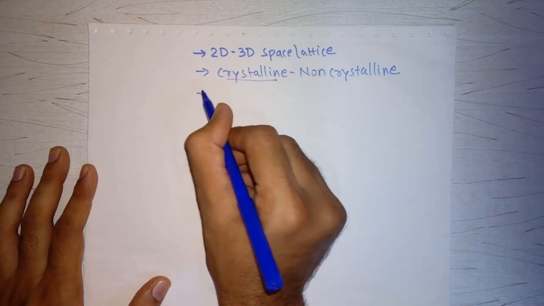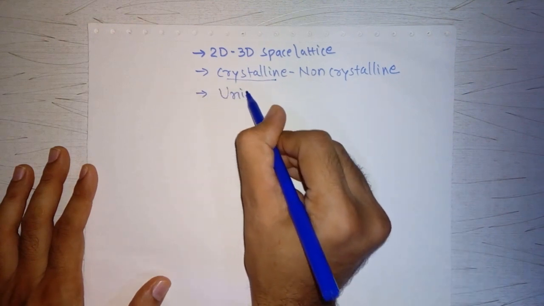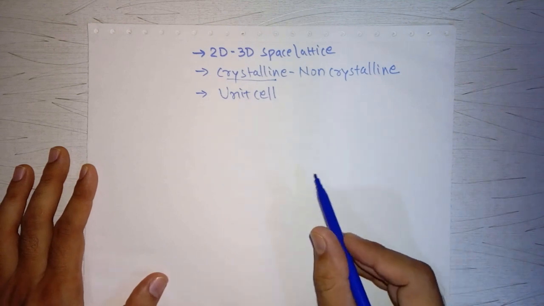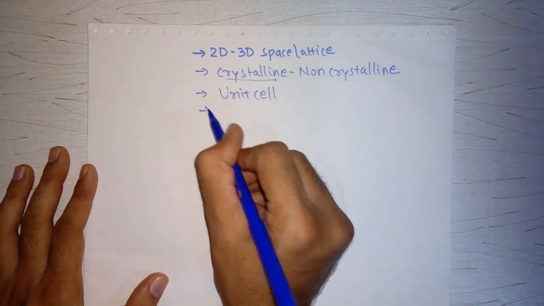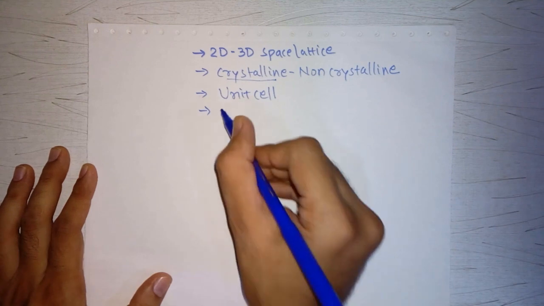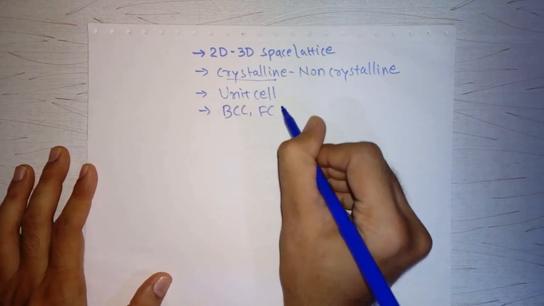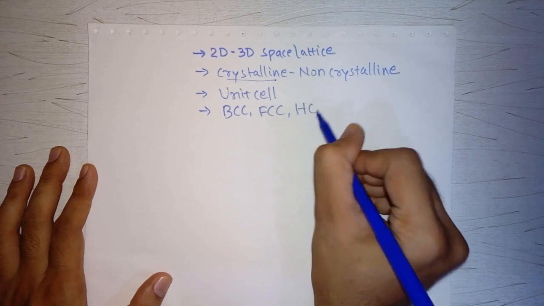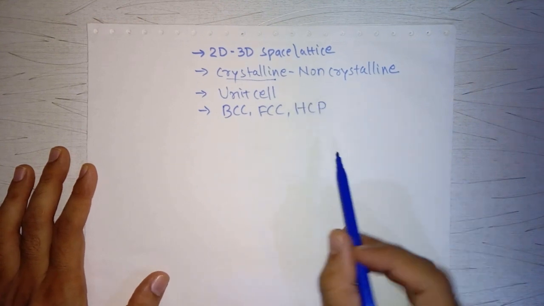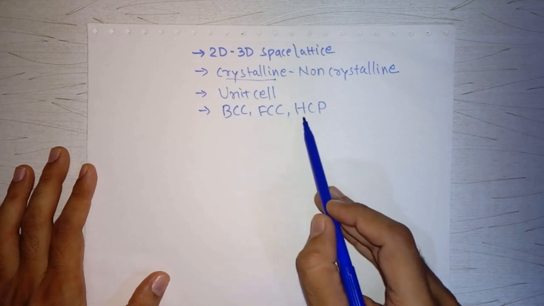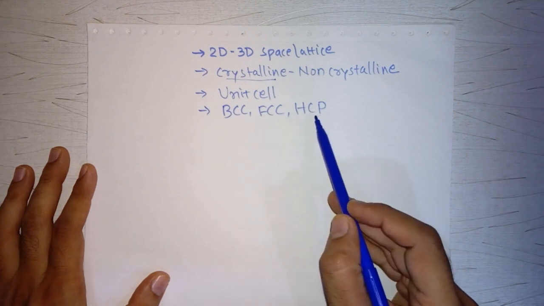Then we also defined unit cell, and we have also discussed how to represent BCC, FCC and HCP, that is body centered cubic structure, face centered cubic structure and hexagonal close packed structure.